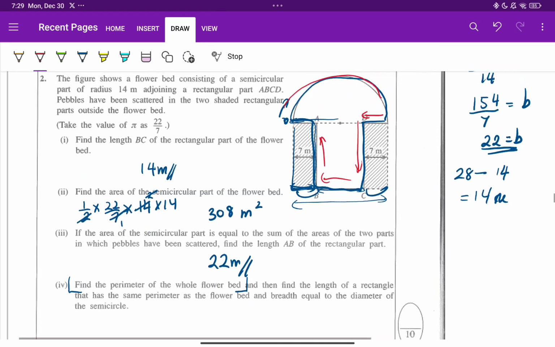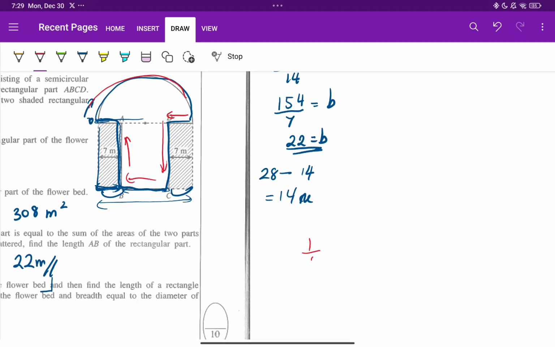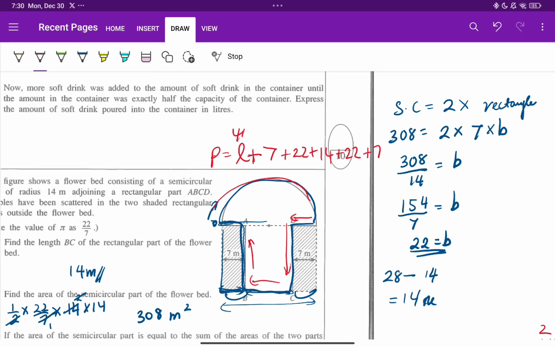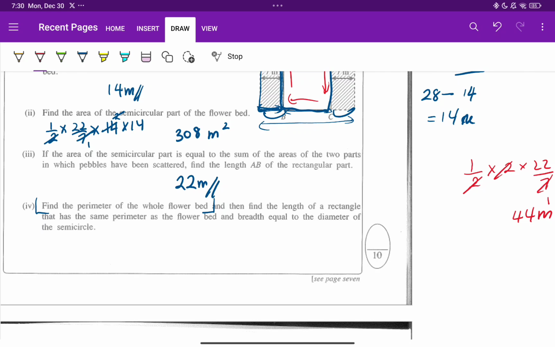Now we have to find the arc length. Arc length is theta over 360 into 2 pi r. So the value of pi is 22 over 7, and the radius is 14. We can cancel these and cancel these. That will give us 44 meters. The arc length is 44 meters. Now we'll have to add them all up. We'll end up at 88 plus 28. That would be 116 meters. That's the perimeter of the whole flower bed.